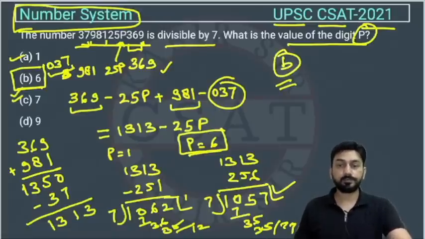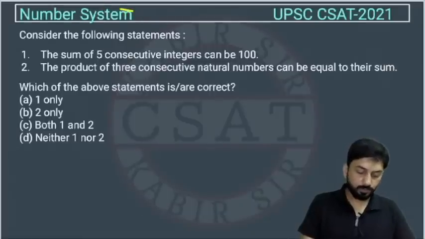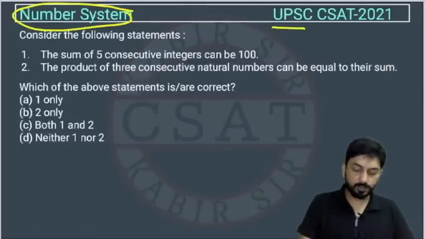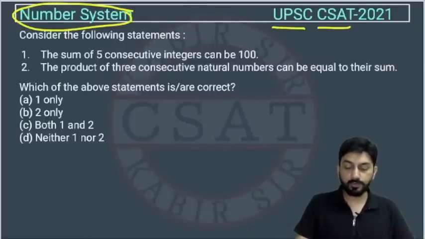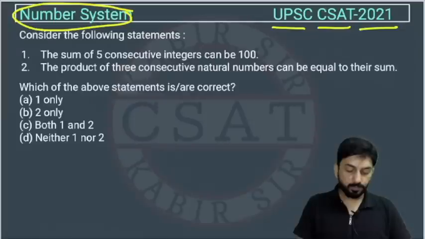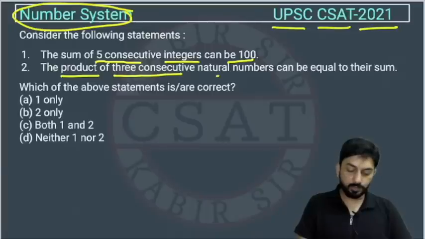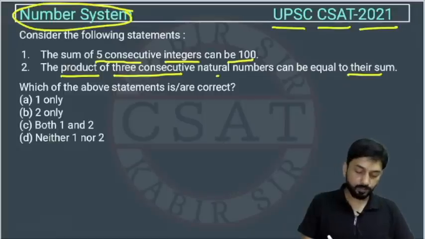This is a question from number system chapter asked by UPSC in their CSAT exam of 2021. Consider the following statement. The sum of 5 consecutive integers can be 100. The product of 3 consecutive natural numbers can be equal to their sum, right? So let's discuss statement first. 5 consecutive integer.